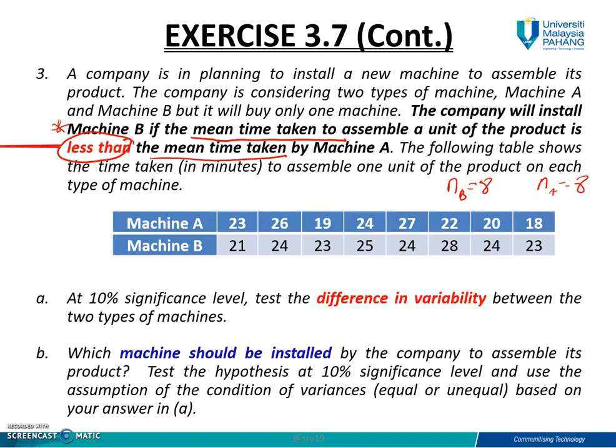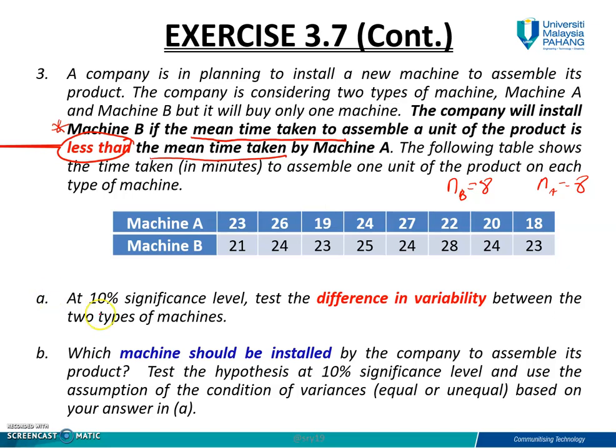Alright, and if you look at this data, this is not dependent data. It's not paired data, isn't it? Machine A, machine A, machine B, machine B. So clear, it's two independent samples. They are not dependent on each other.